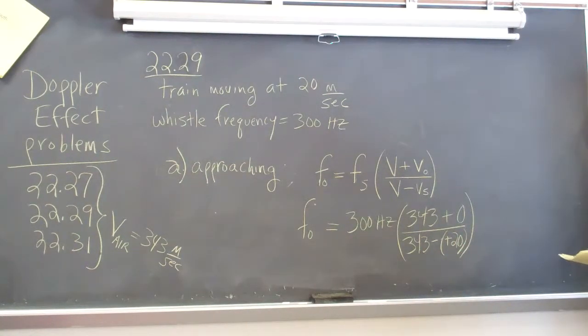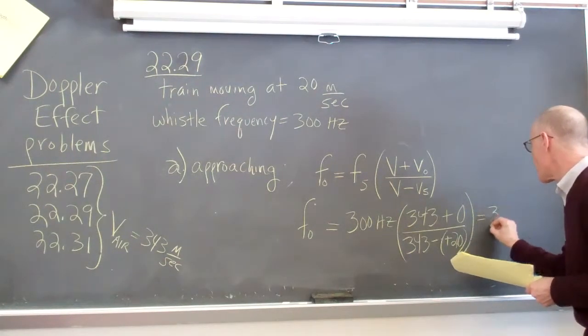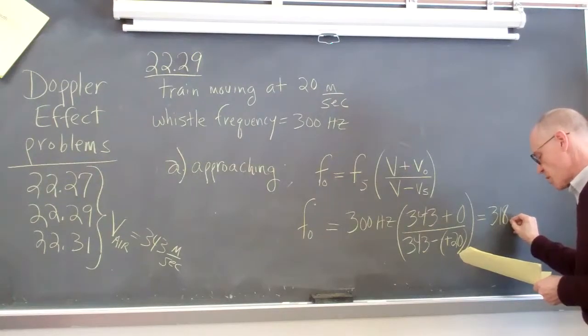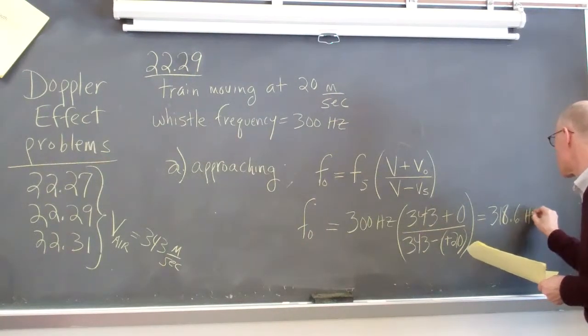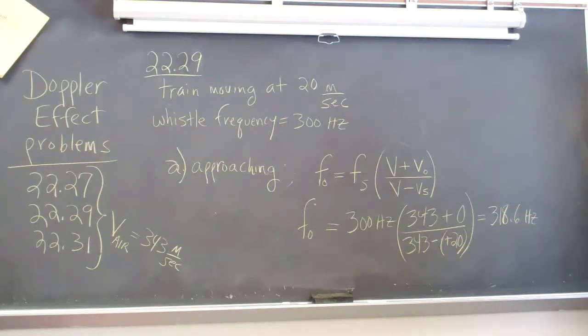So that is going to give you an apparent frequency heard of 318.6 hertz, which is what you would expect. The observer will hear a higher frequency than what's actually being produced by the sound in the approaching situation.